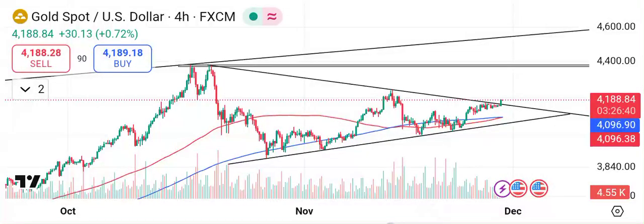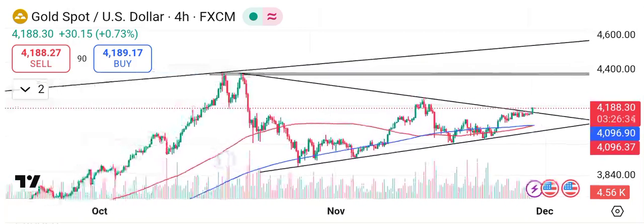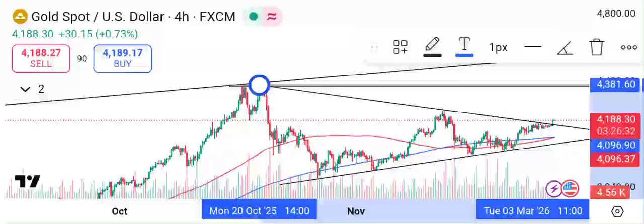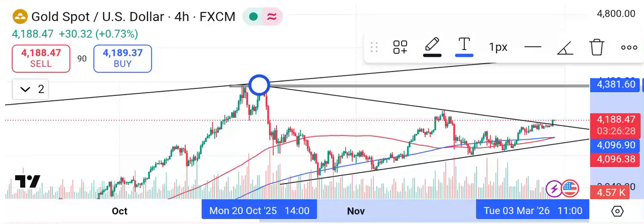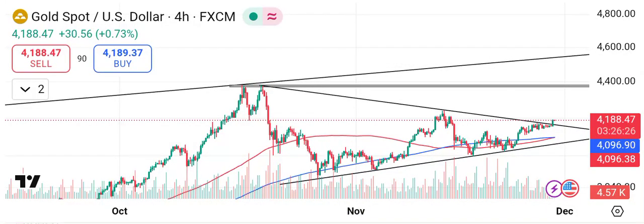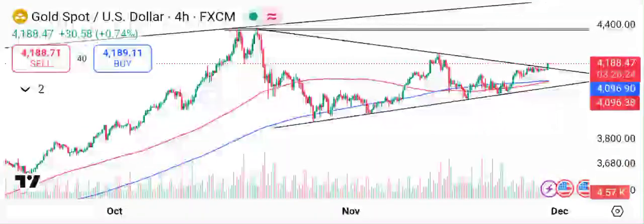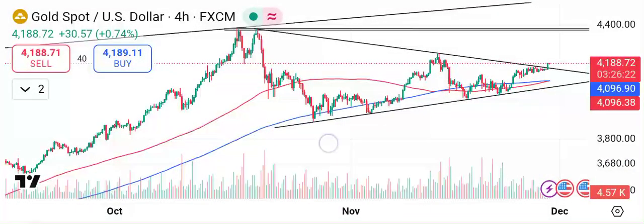Good day, everyone. We are looking at the gold USD 4-hour chart. Looking at the picture here, we can see clearly that this was the last horizontal resistance we had here. More like a double top chart pattern, which is a bearish reversal chart pattern. The price collapsed to this area. This was the last horizontal support.